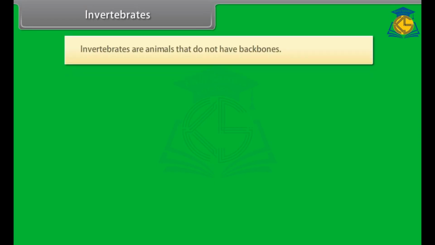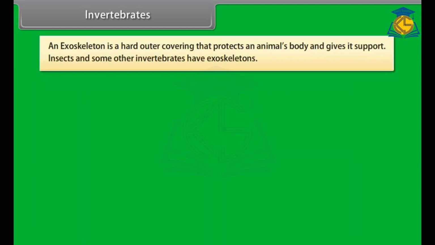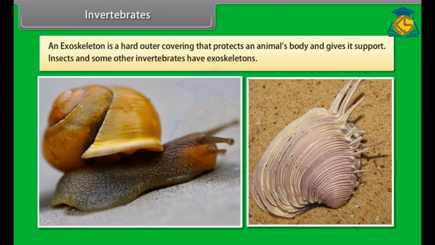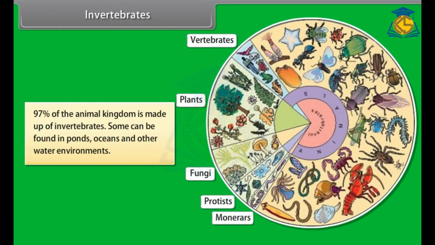Invertebrates. As we have already said, invertebrates are animals that do not have backbones. An exoskeleton is a hard outer covering that protects an animal's body and gives it support. Insects and some other invertebrates have exoskeletons.